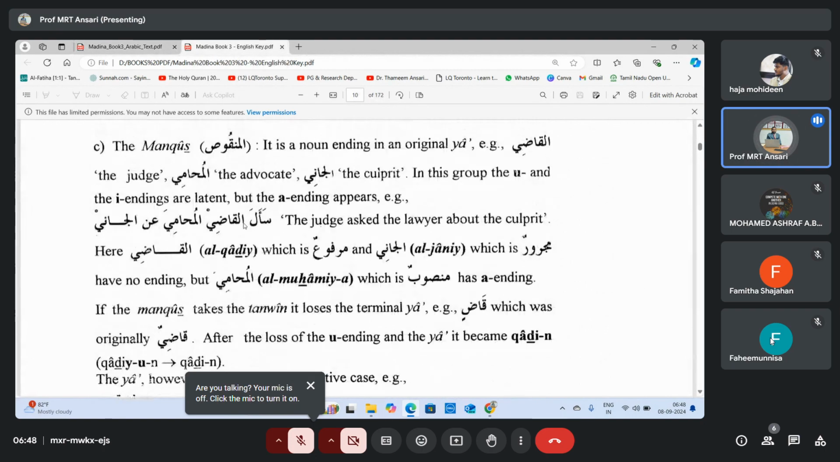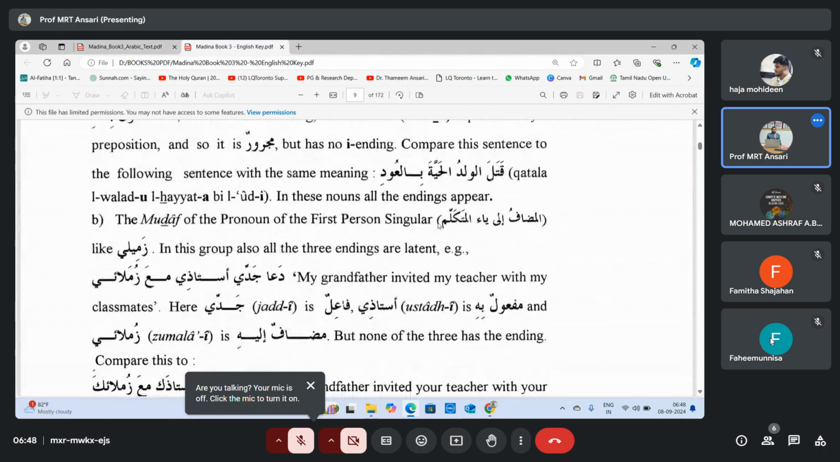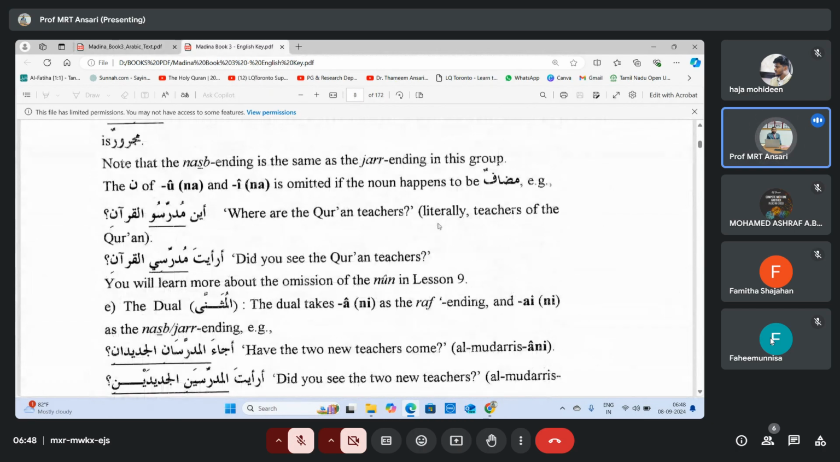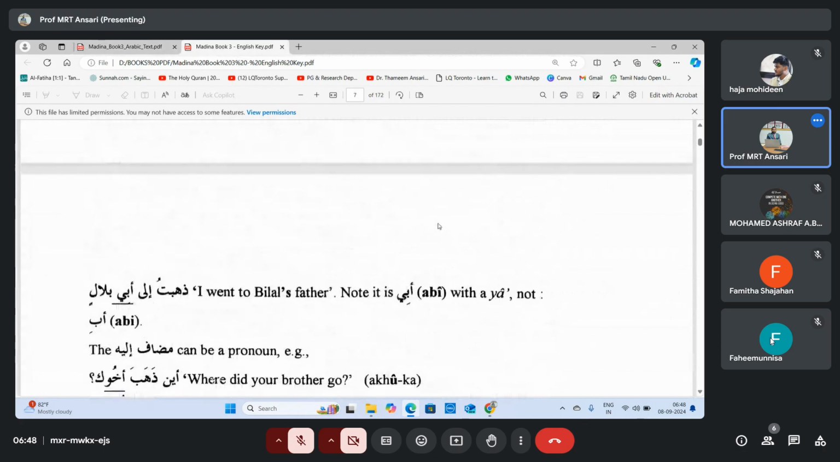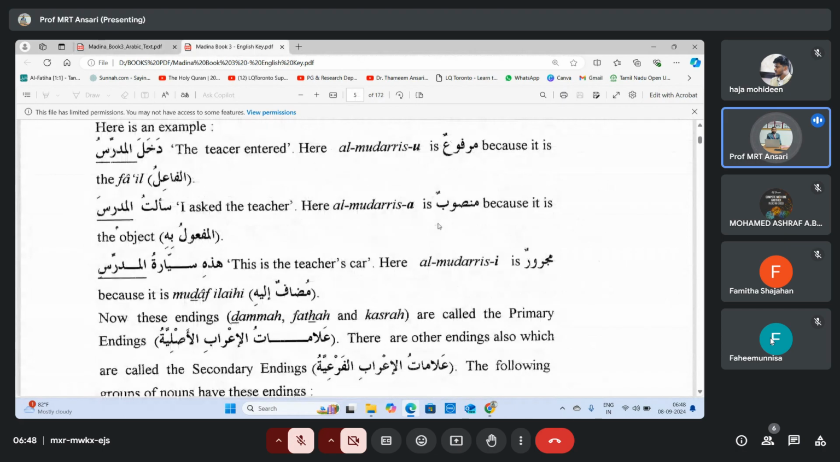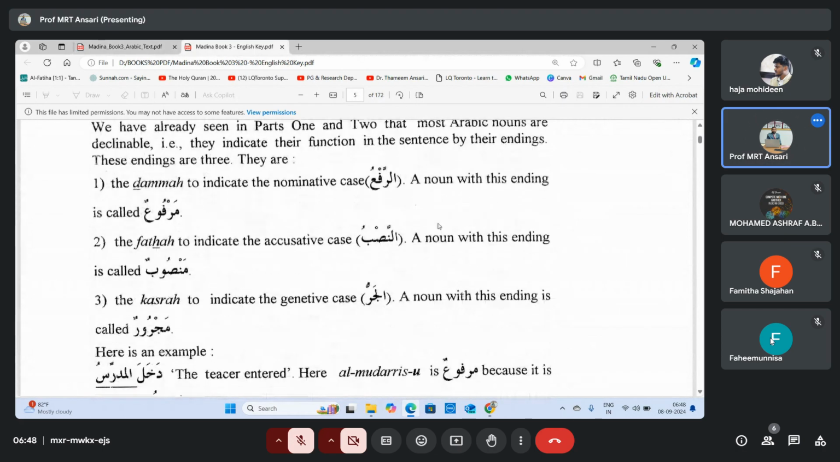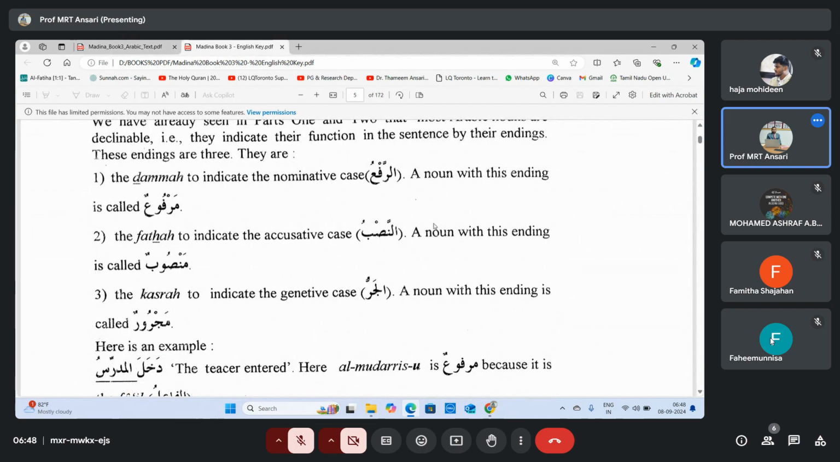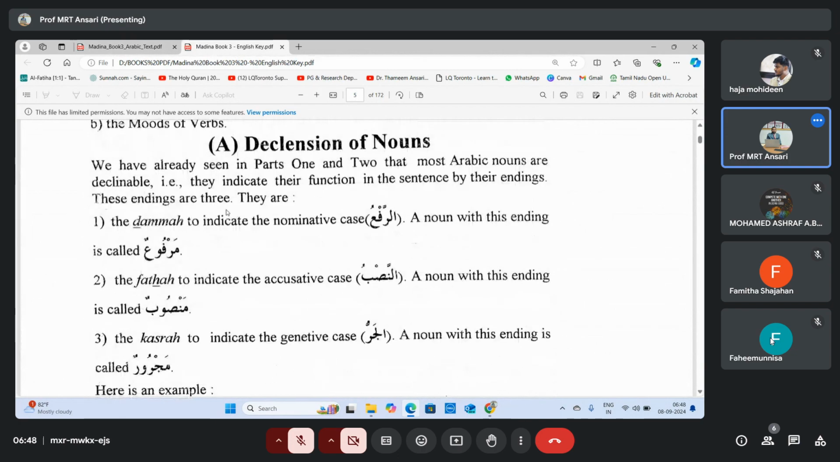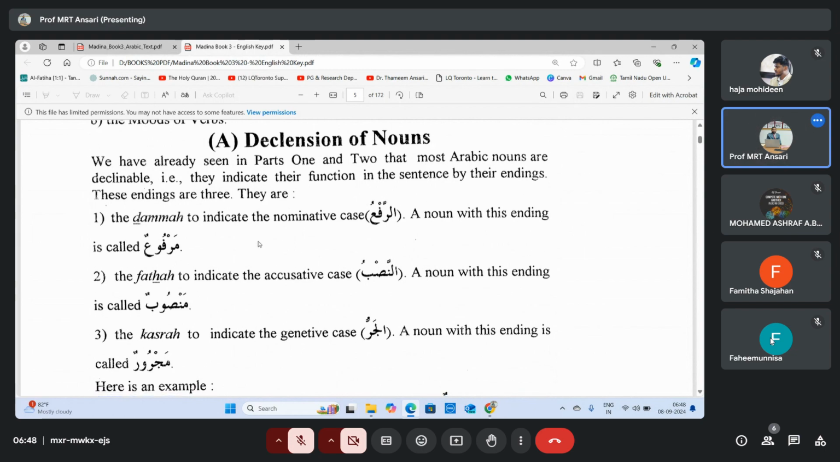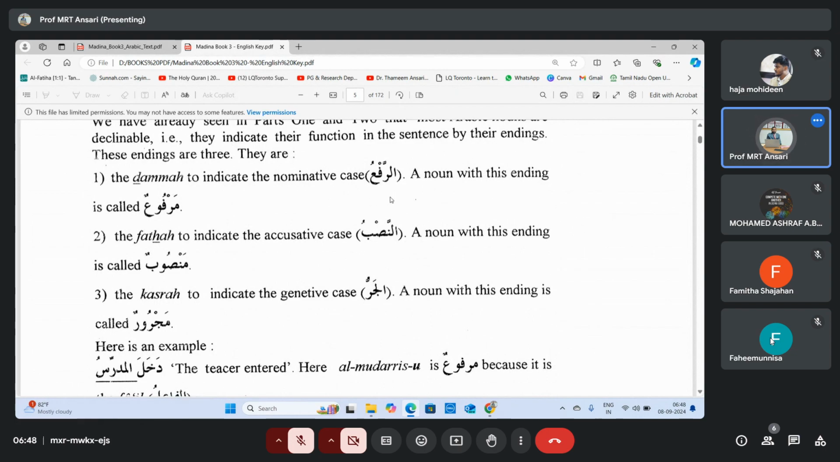Okay, so Dr. Fahasab has given here in the textbook the primary endings. Arabic nouns are declinable. They indicate the function in the sentence by their endings. These endings are three. They are Dhamma to indicate the nominative case.